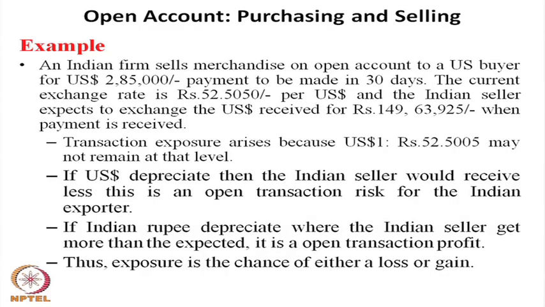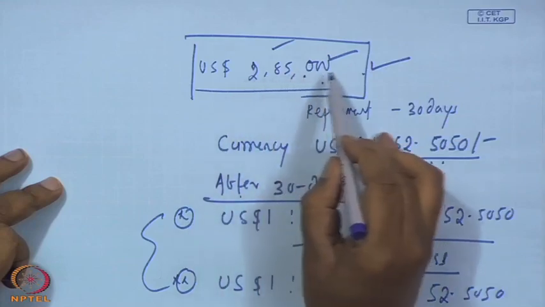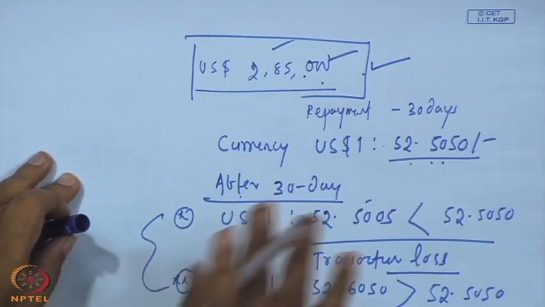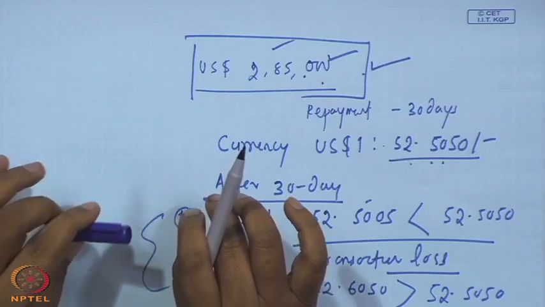Okay. Now, this is called open account selling. Why is it called open account? It is open because this dollar 2,85,000 is open in the sense that the exporter had not purchased any kind of risk management product for converting the future cash flow at a particular constant amount. If the exporter purchases a risk management product in the form of a forward contract, foreign currency futures or options, the future value remains constant, so there may not be any transaction exposure. Here it is open account, there is no purchase of a foreign currency hedging product.